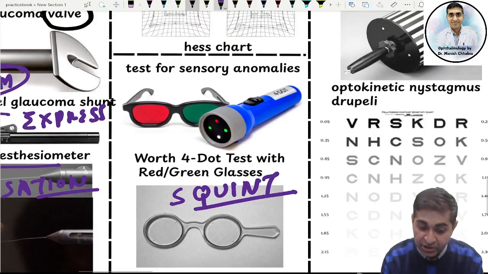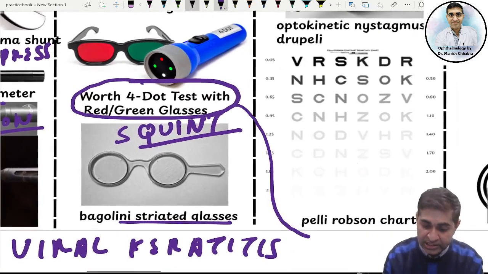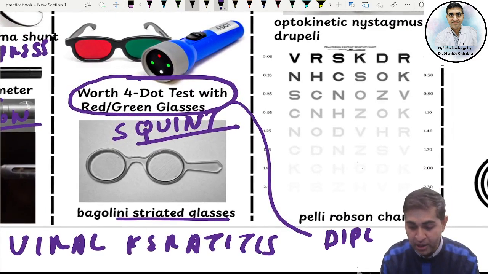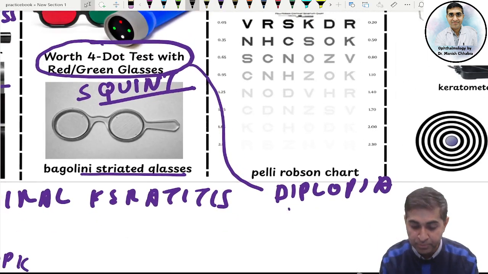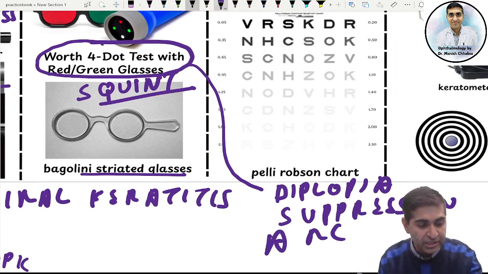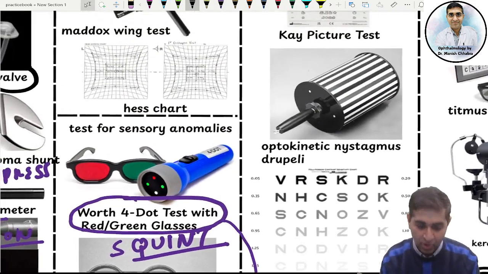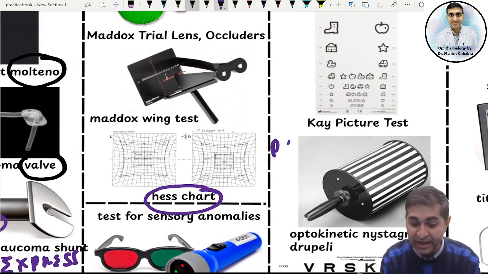Now this Worth 4 dot test is used in assessment of diplopia. This was also your NEET PG 2024 question. Diplopia, suppression, and ARC. ARC is abnormal retinal correspondence. Yes, okay. Now this Hess chart is used in paralytic squint.